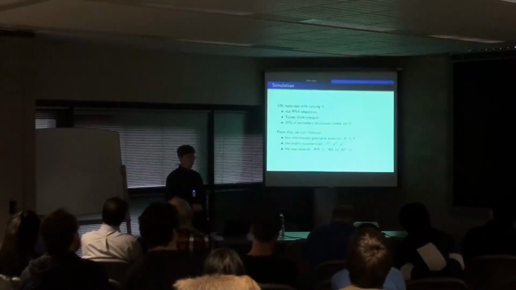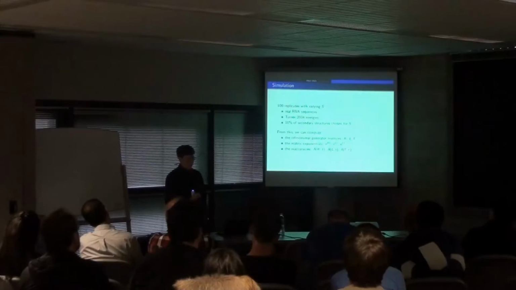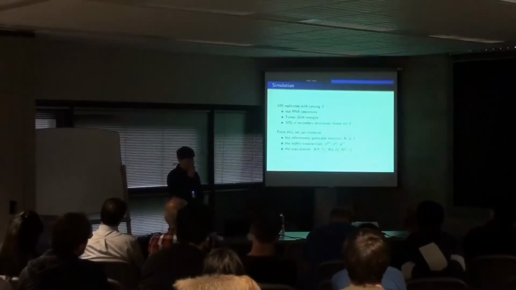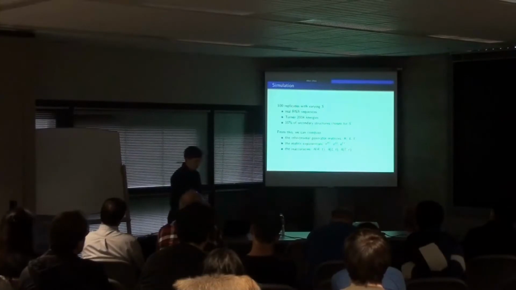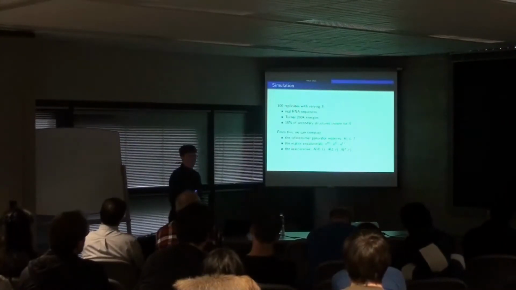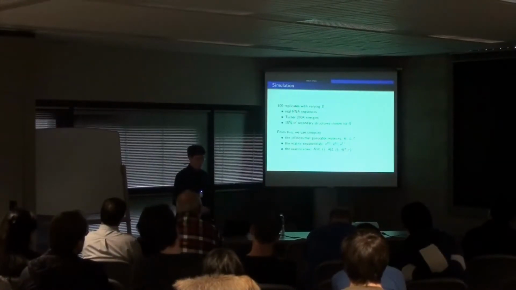So what did we do? We did a simulation where we did 100 replicates, varying our selection of the set S. And for each selection of set S, we chose 10% of the secondary structures to be in S. And we looked at real RNA sequences. So the secondary structures that were available for those real RNA sequences are the ones that we looked at. And we used the Turner energy parameters, which are state of the art.